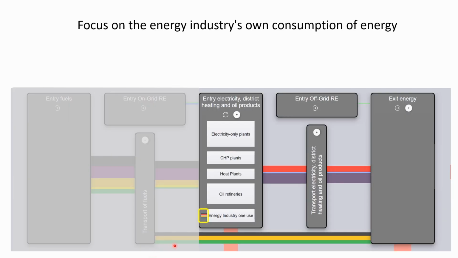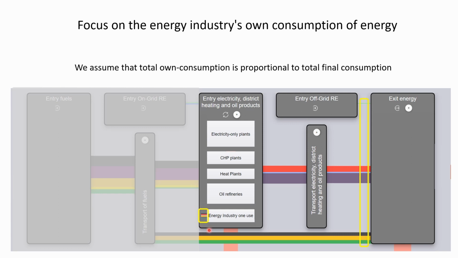In this picture of the energy system, it is this part here, the own use in the energy industry, we have to define. We assume here that the total consumption here is proportional with the total final consumption. So now we have to define a key figure that says how much this percentage should be. When we have defined the percentage, then we also have to define the distribution between the different energy forms we use here as own use in the energy industry.